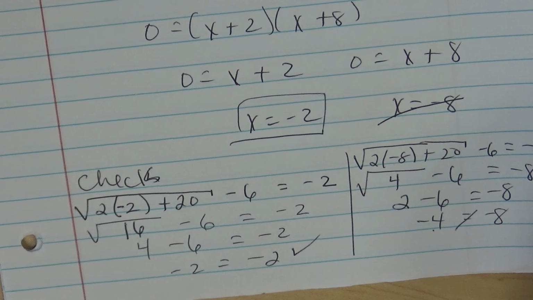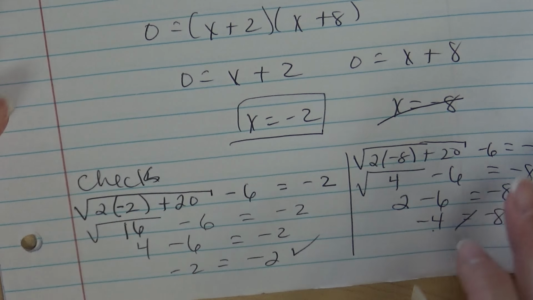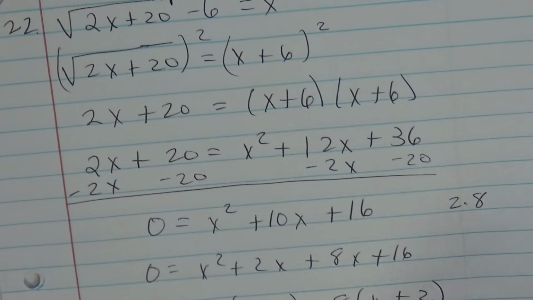It's only negative 2. So that's a good example of why you have to check those types of problems. So number 22, the answer is A.